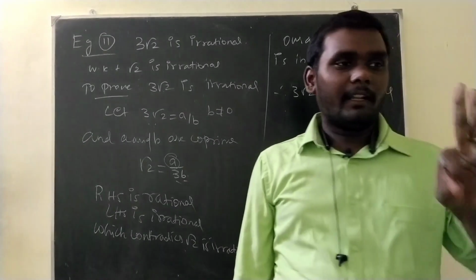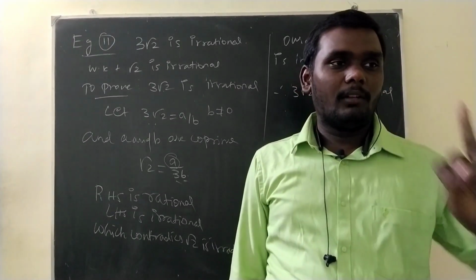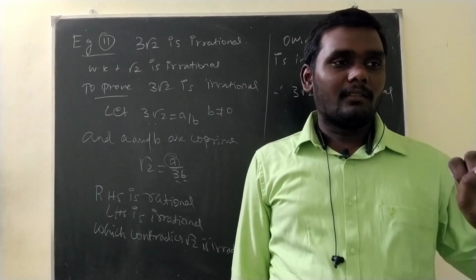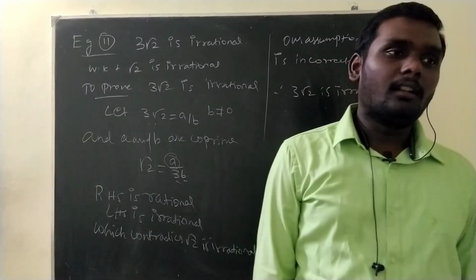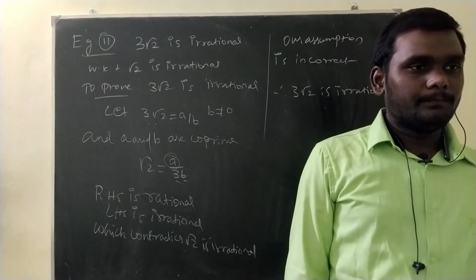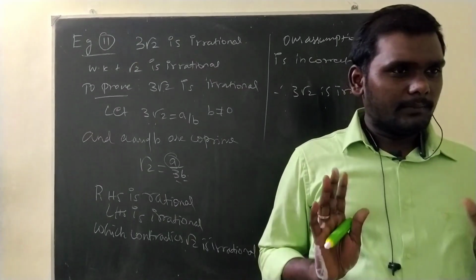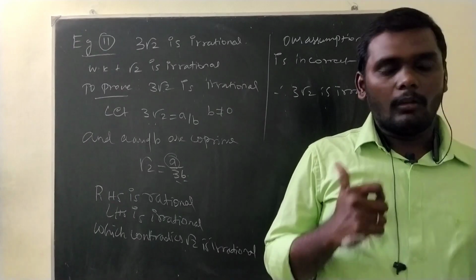Okay. So there are 3 types. One is directly that number, another is sum or difference of rational with irrational, third is product of rational and irrational. That's all. Any doubts on this? Okay. Super.